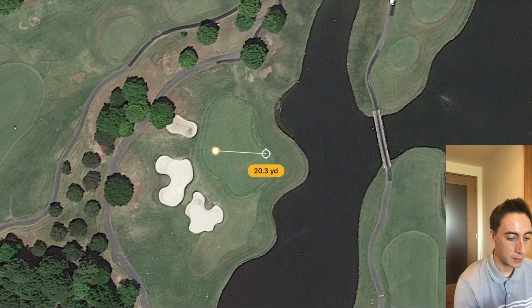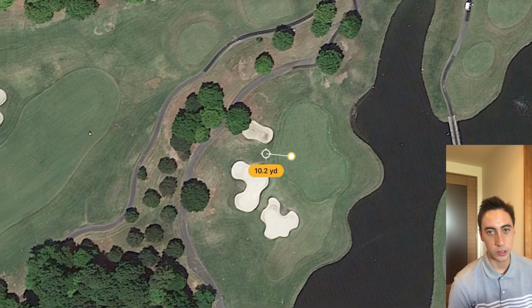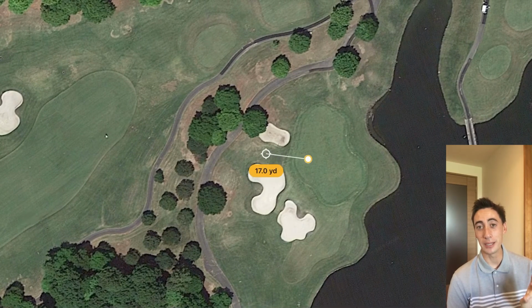And then if we get our big miss, 16-yard miss to the left, it's just going to be in this rough patch here. Now, we're probably going to have a tough up and down, but I don't think we're going to make double. There's not a high percentage we'll make double with that miss.